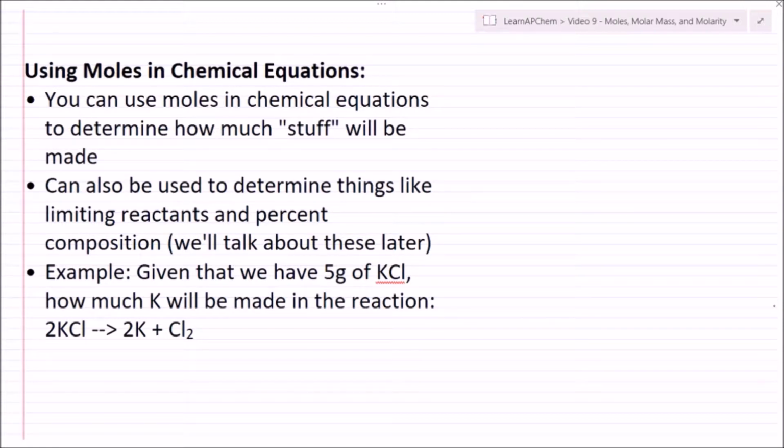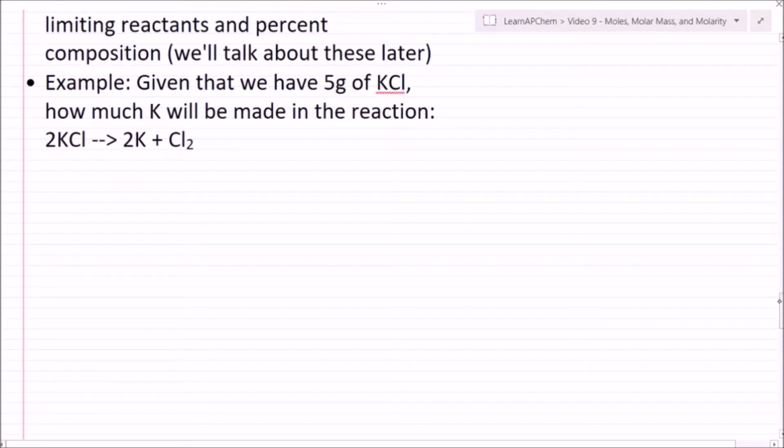Given that we have 5 grams of KCl, how much potassium will be made in the reaction 2 KCl yields 2 K plus Cl2? So here, I'm going to first convert this 5 grams of KCl to moles. First I would find the molar mass. We talked about doing this earlier, but here I know that the molar mass of KCl equals 74.54.